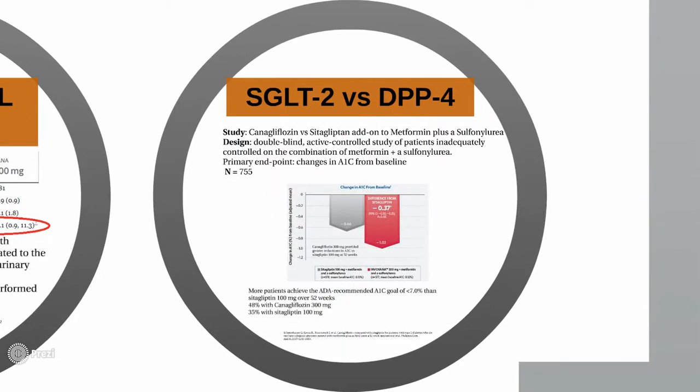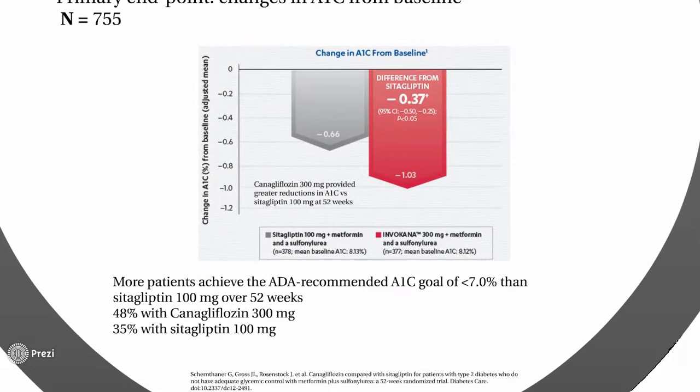So lastly, for canagliflozin, how does canagliflozin compare to current therapies that we have today? How do they compare to DPP-4 inhibitors, for example, sitagliptin? So in this study, I really like DPP-4 inhibitors. That's why I included this slide. They're one of my favorite diabetes drugs because they're relatively safe, and I wanted to see how they compare to those drugs.